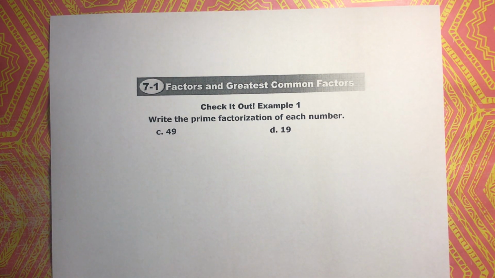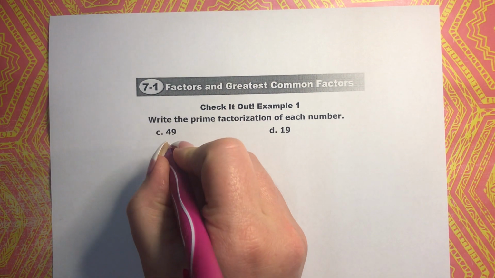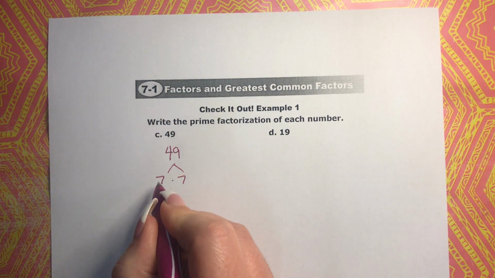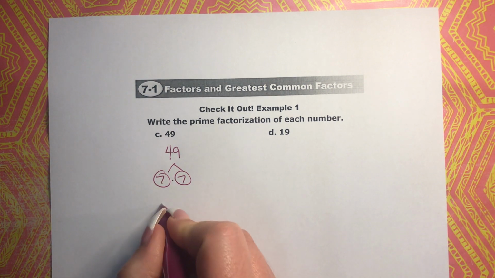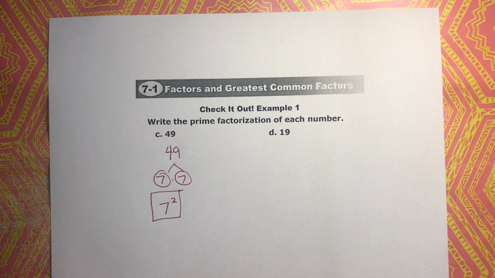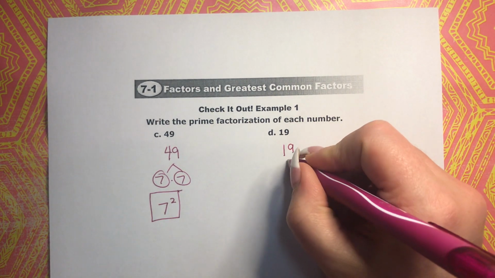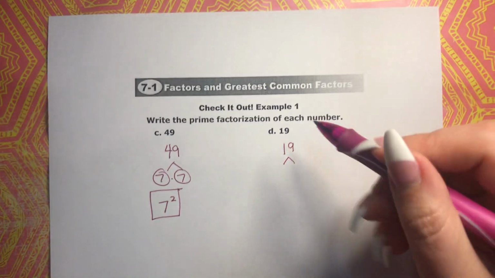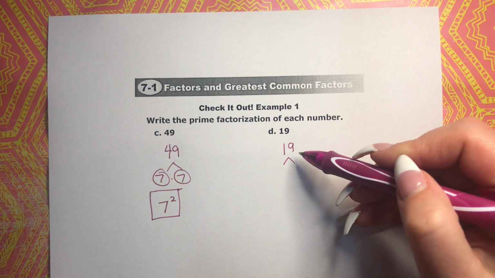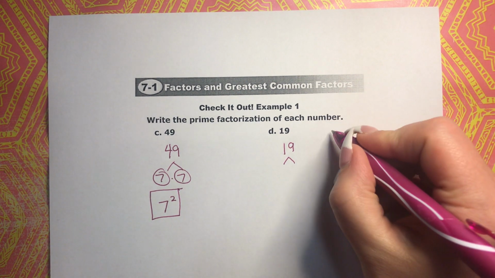Okay, let's see how you did. So we're going to break down 49. 49 is the same thing as 7 times 7. Those are both prime numbers, so we're done. The prime factorization is just 7 squared. And then 19, let's think about 19. 19 is not even, so it's not divisible by 2.